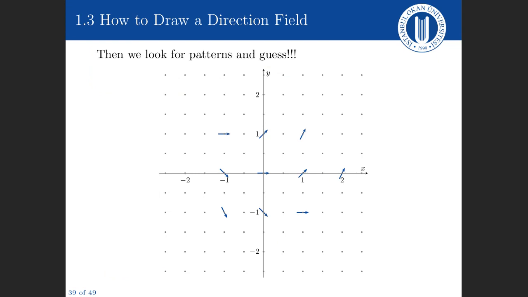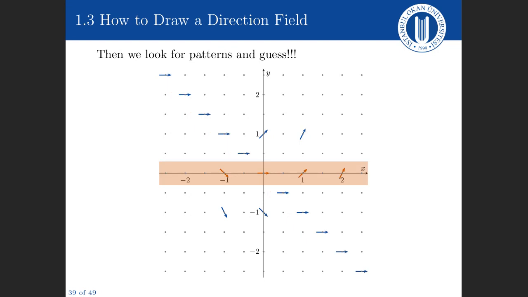We're going to look for patterns of these arrows, and we're going to make guesses for the rest of the arrows. First of all, look at these arrows which I've highlighted. All of these arrows are horizontal arrows because the derivative is equal to 0. It's reasonable to assume that all of the arrows in this line would be the same. It's reasonable to assume that we can fill in these arrows like this.